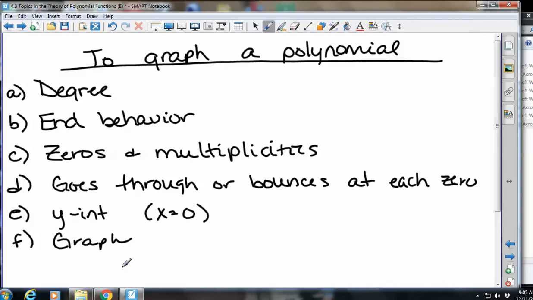Now, I encourage you, use your graphing calculator to double check yourself along the way with these. You know, you can graph something and look at the end behavior. You can graph something at the end to see if the graph on your calculator matches the graph you did by hand. But I am going to expect you to be able to answer all of these questions about our polynomials along the way. So let's actually just look at a problem and put this into practice.